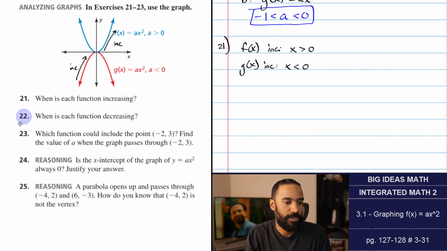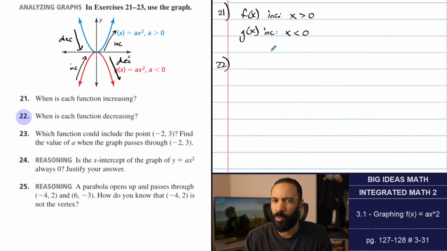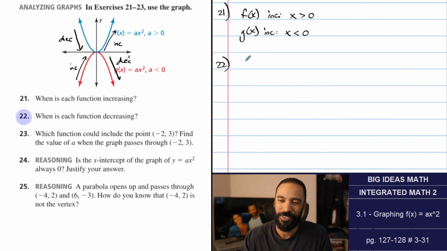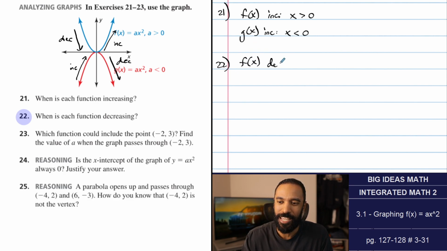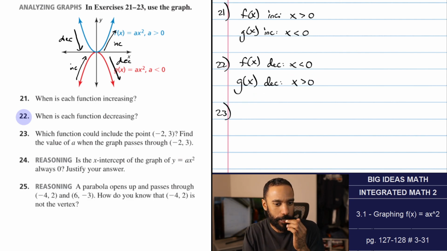Number 22, when is each function decreasing? That's where we see f of x decreases left of 0, right there, left of the origin on x. G of x decreases right of 0. So it's going to be the opposite. There, decrease, decrease. I haven't looked at 23, but it's probably when are they the same? When are they neither increasing nor decreasing? We'll see. F of x decreases when x is less than 0, and g of x decreases when x is greater than 0. All right, fateful number 23. Which function, different question.